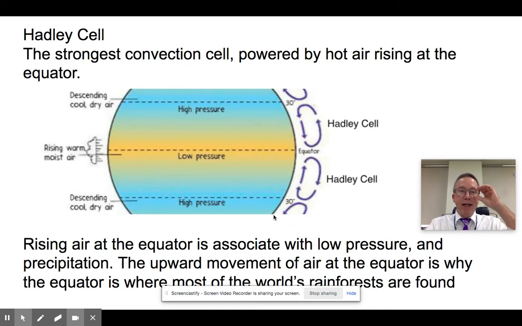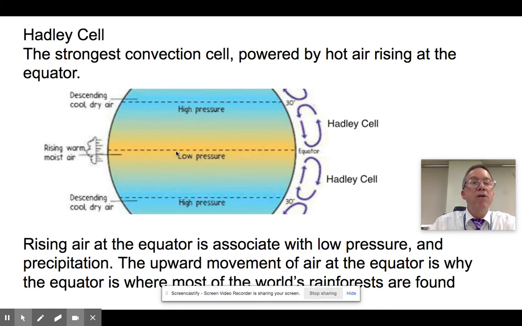Well, let's zero in on the Hadley cell. As I said, because the sun's rays are so intense here, it's a very powerful convection cell. The winds are very strong and consistent, more so here than in the other cells. Now, a couple things to consider. One is that as air at the equator rises, remember, anytime air rises, the pressure is going to be low because you're moving atoms from the area.